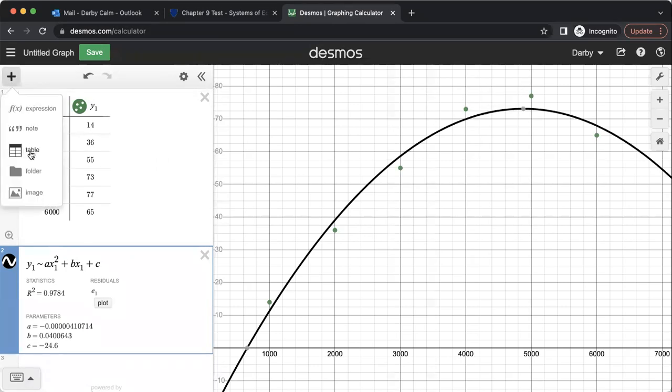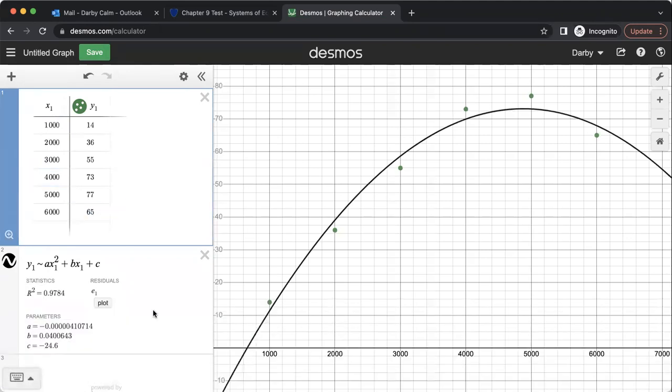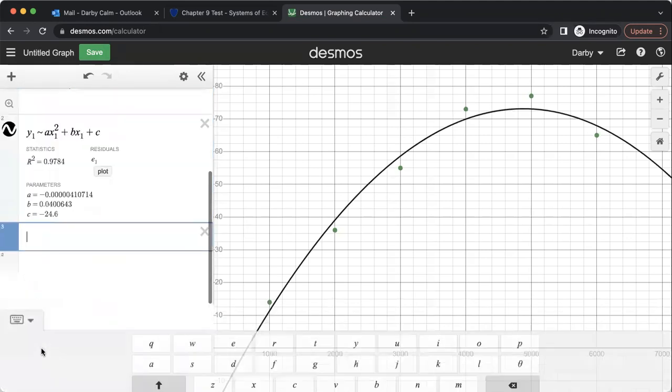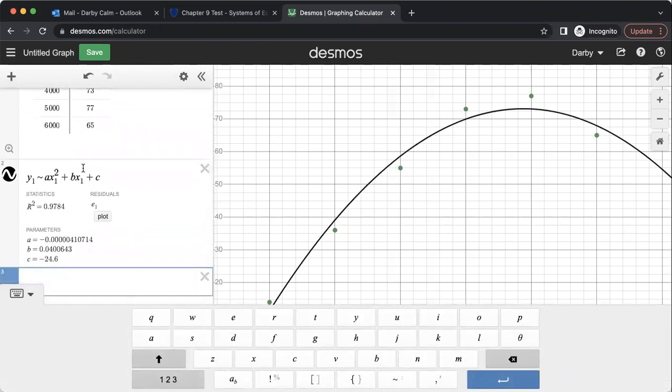I made a table and entered some data from a word problem. So you can just type in your data, and then in the next line, there are lines that you can add. Underneath that, I put in the standard form of a quadratic formula, ax squared plus bx plus c.